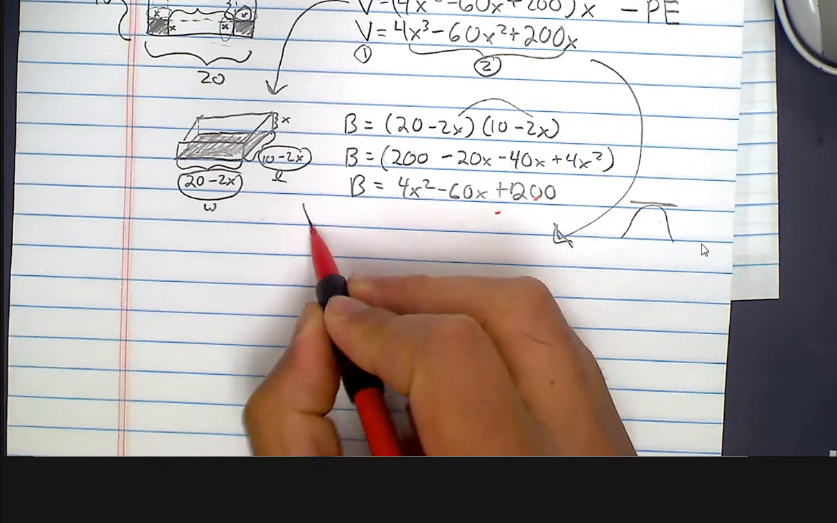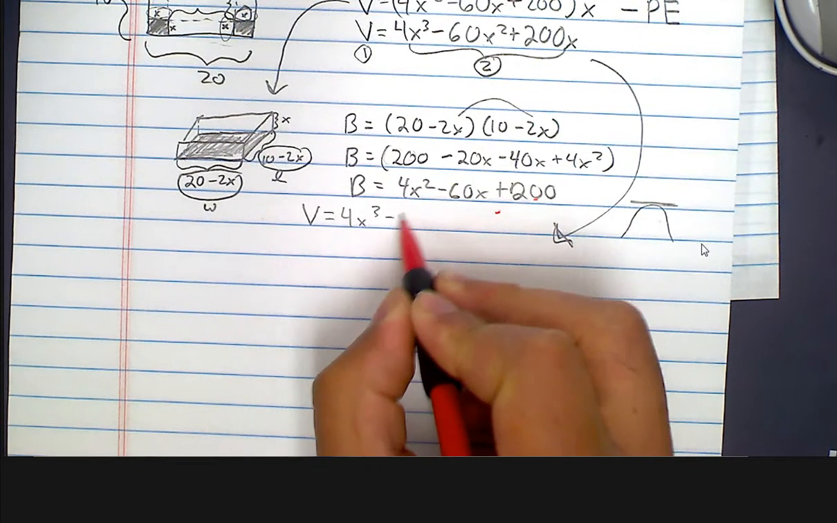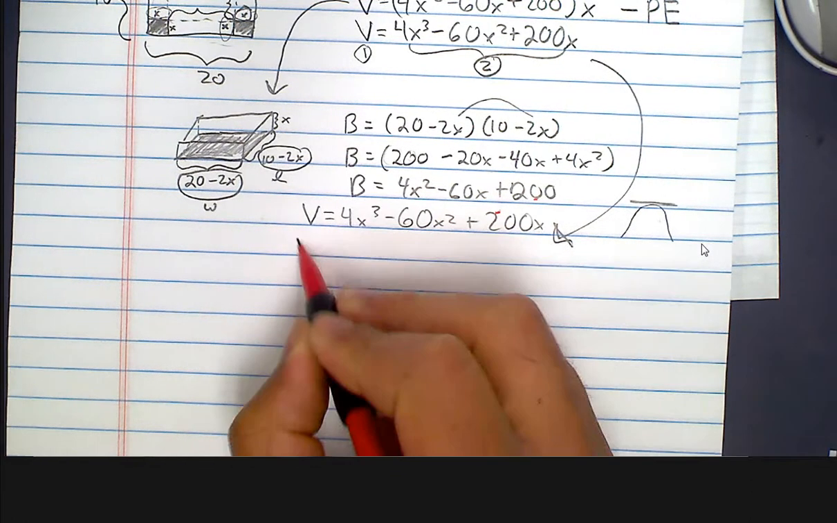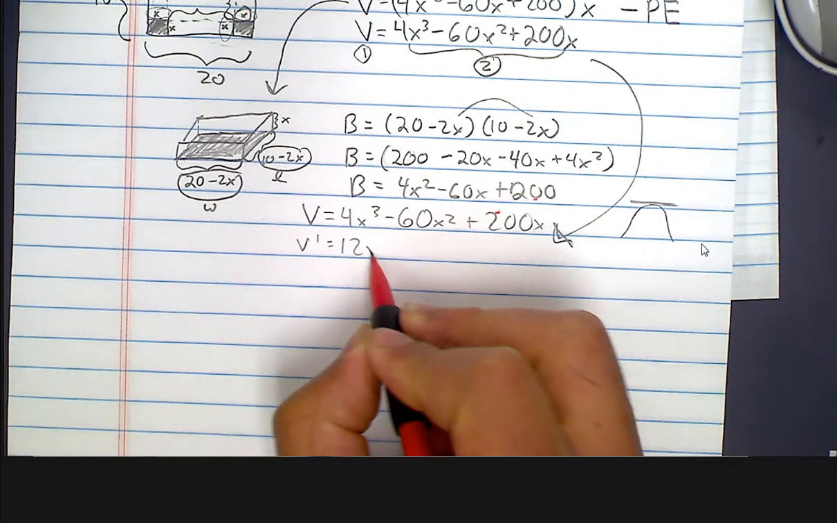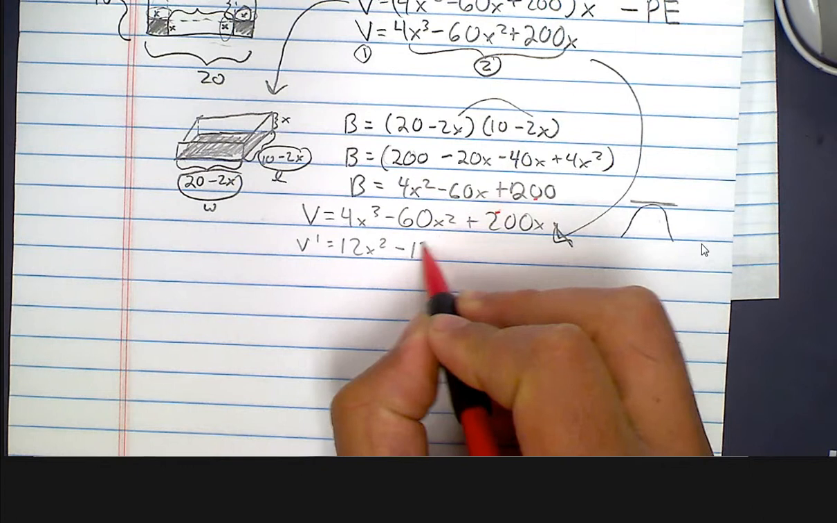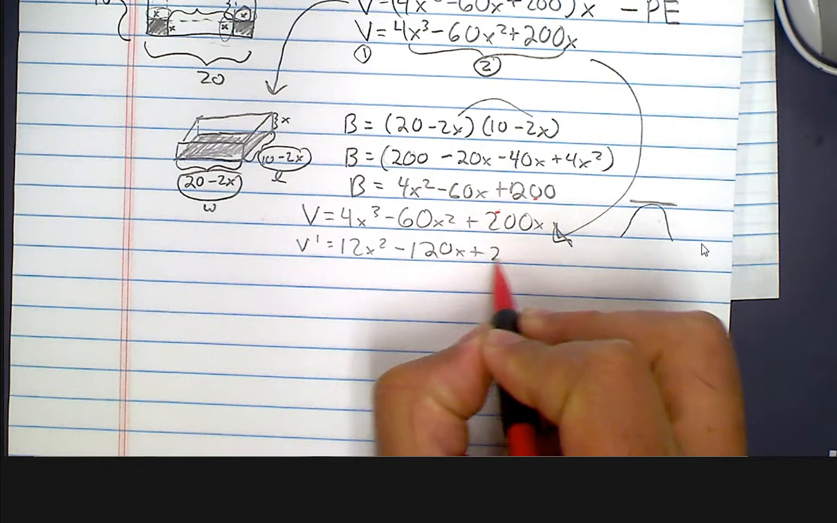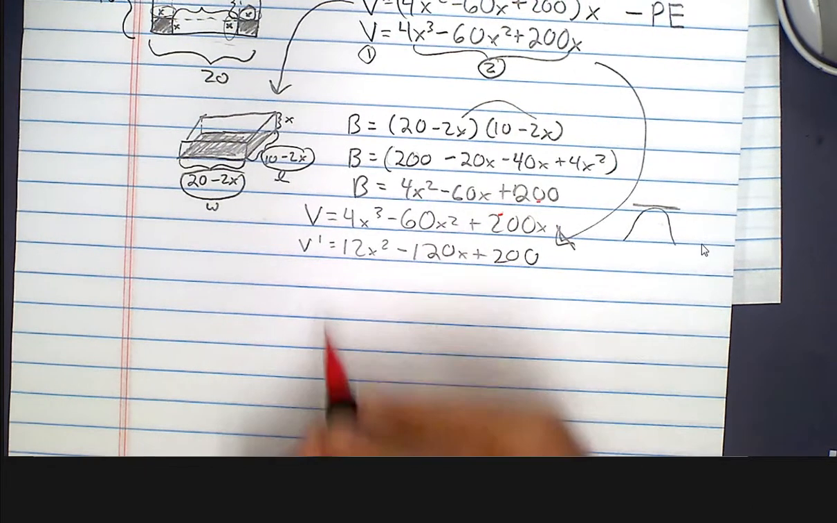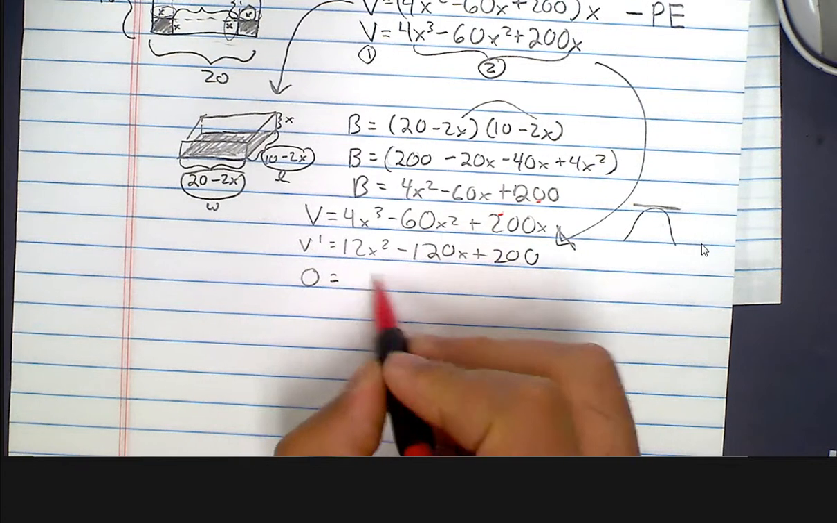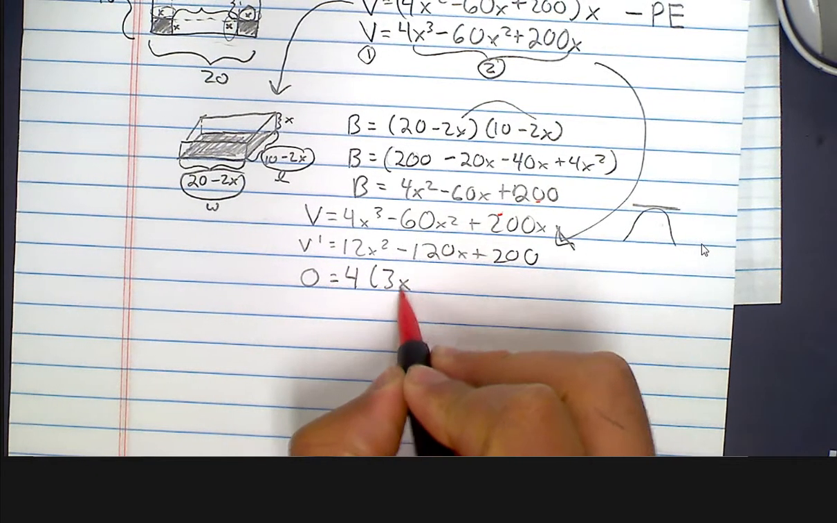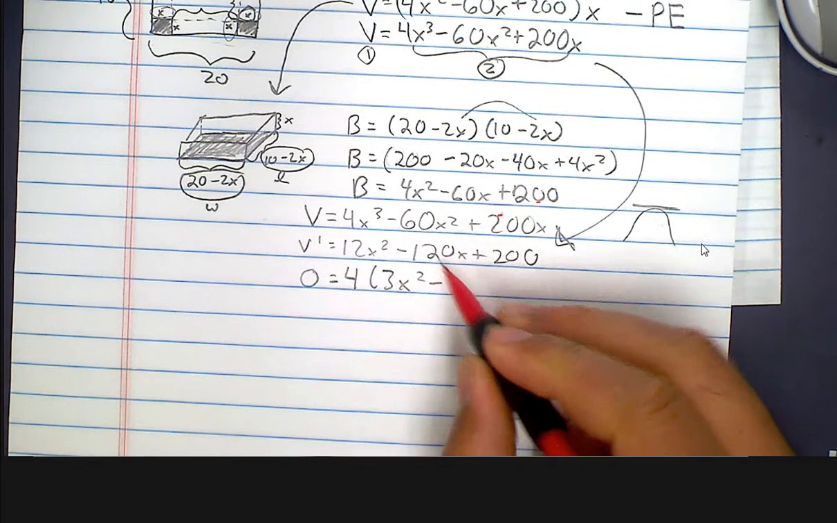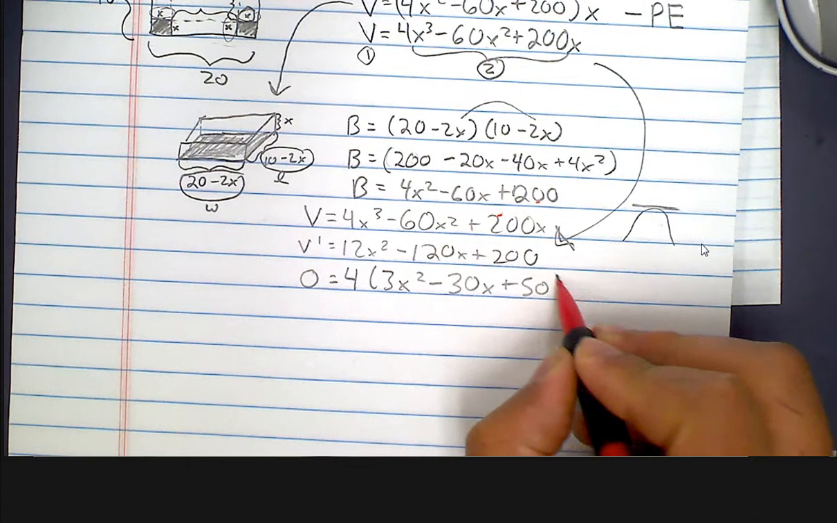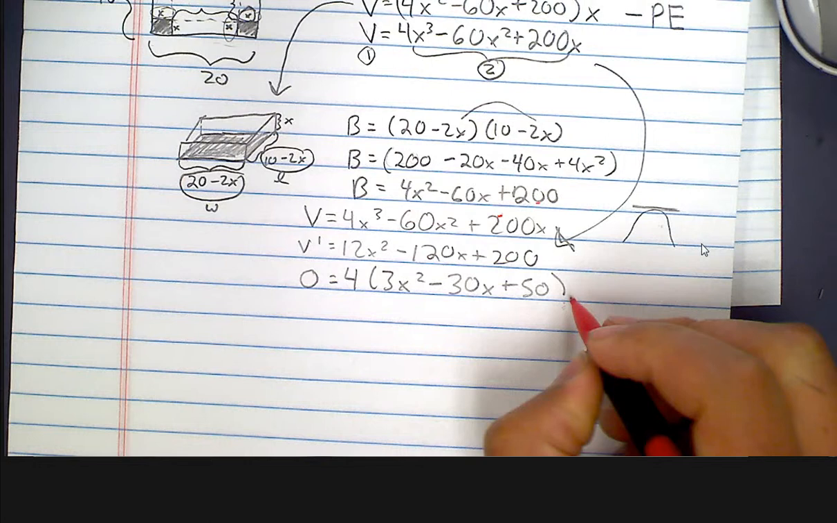So v is equal to 4x cubed minus 60x squared plus 200x. So v prime is equal to 12x squared minus 120x plus 200. Okay, now I'm going to use the quadratic formula, set this equal to 0, but before I do, I'm going to factor out a 4. So that'll be 3x squared minus 30x plus 50.